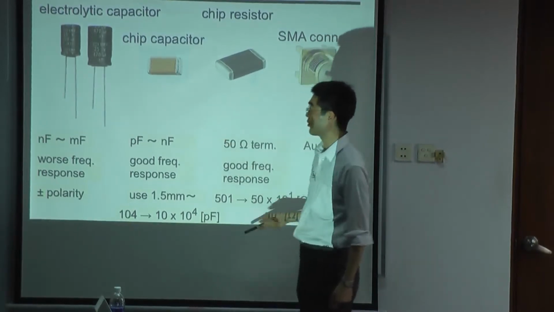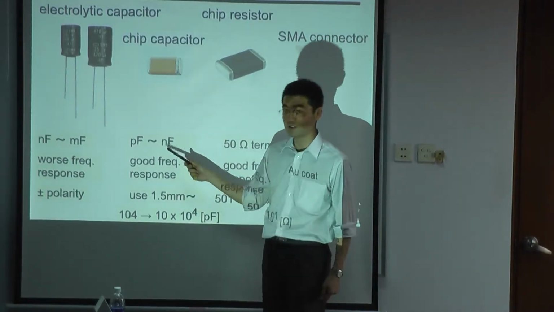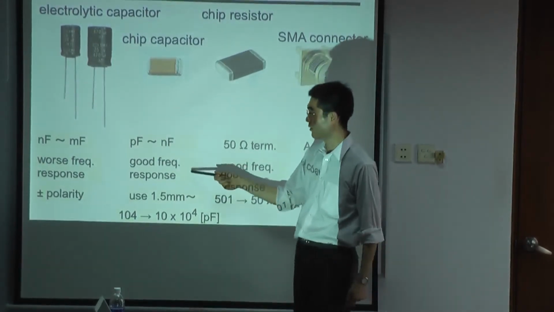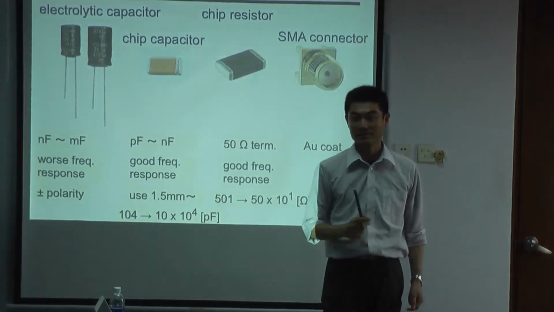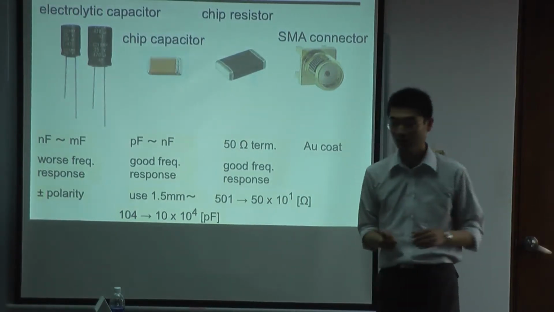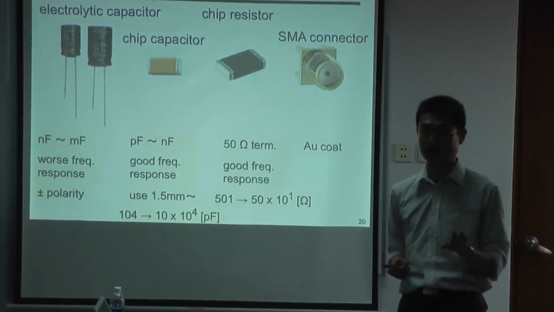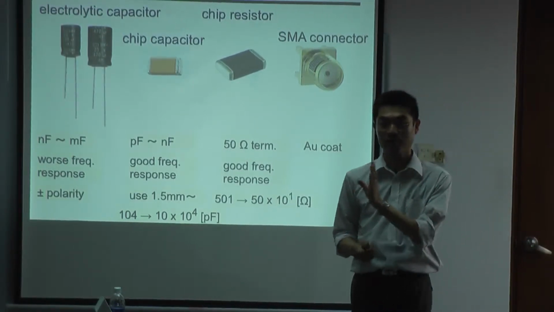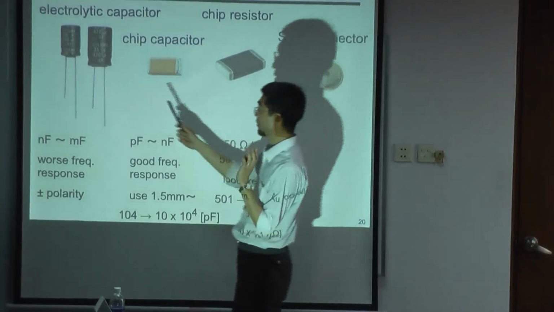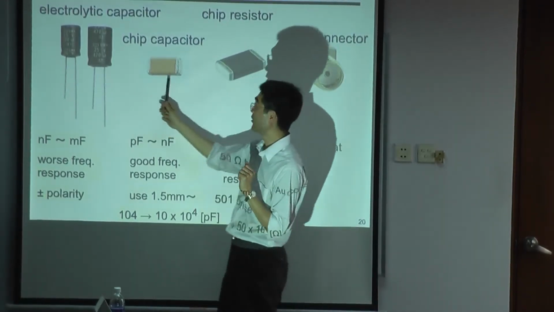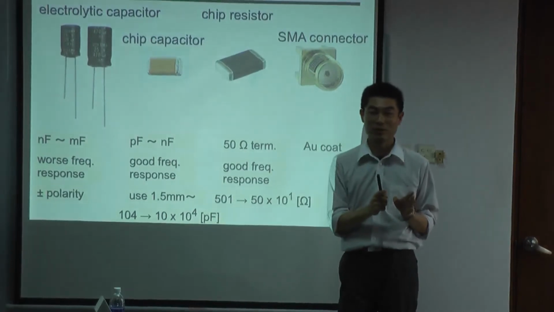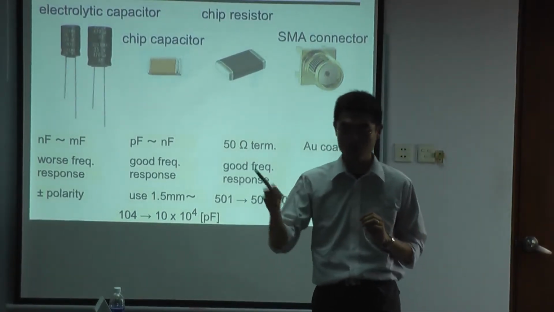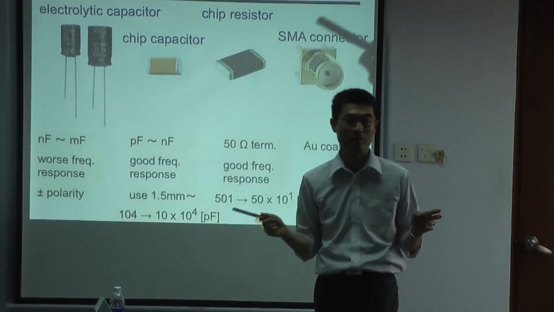And this is a chip capacitor. Its capacitance is smaller compared with this type of capacitor, but it has good frequency response. So for the power supply, I told you that we have to put many types of capacitors. We use this type and this type in parallel together, so that we have small impedance over a wide frequency range.